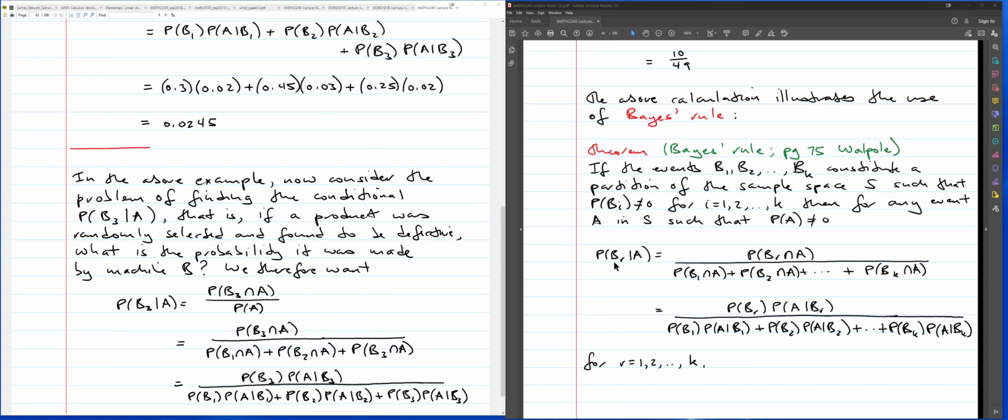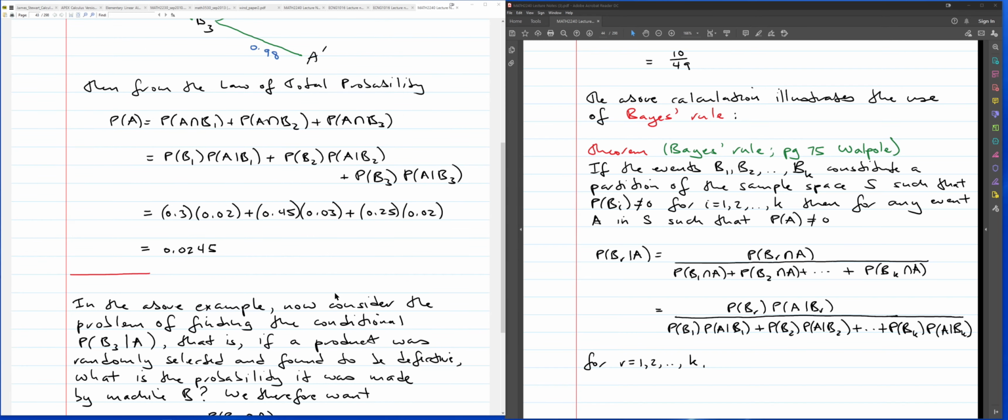If I want probability of, say, B3 given A, you use your definition of the conditional probability. On the top over here, what you have is the probability of the intersection of B3 with A, and on the bottom you have probability of A. This probability of A you get from your law of total probability, which gives you this line. And this top you get in terms of the product rule, using one of the conditionals that's given to you. So this is your formal statement of Bayes' rule.